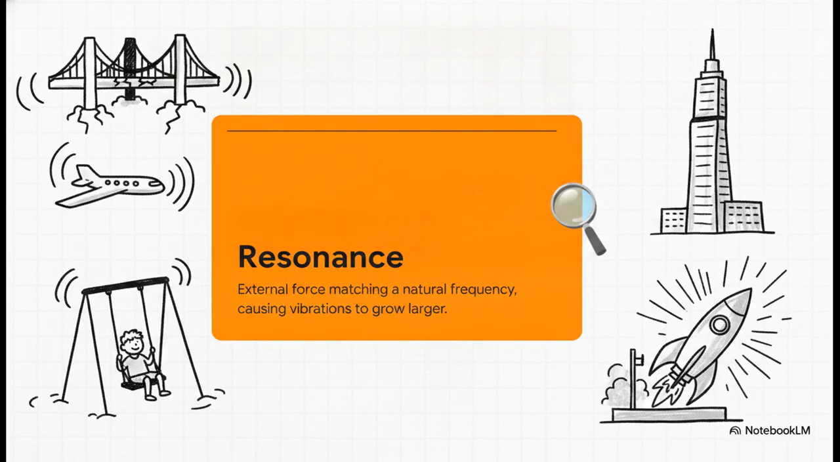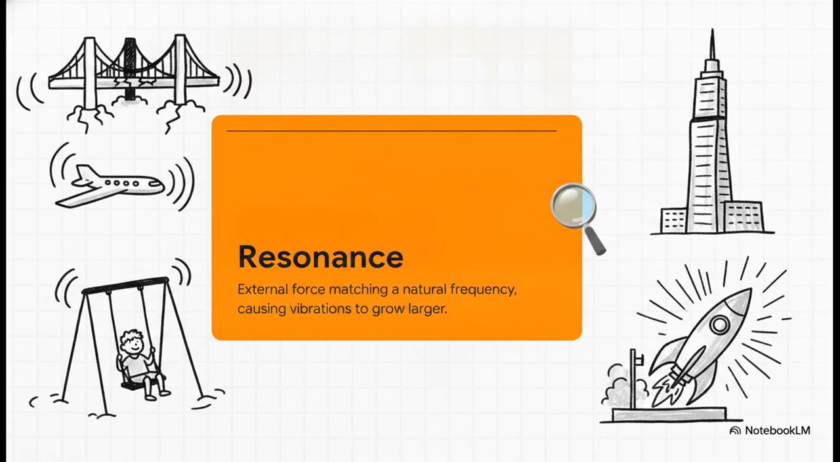But understanding frequency isn't just about scheduling or navigation. Sometimes it is literally about survival. And this brings us to a phenomenon called resonance. See, every physical structure in the world, a bridge, an aircraft wing, a skyscraper, a rocket, has a natural frequency. It has a specific rate at which it just wants to vibrate.